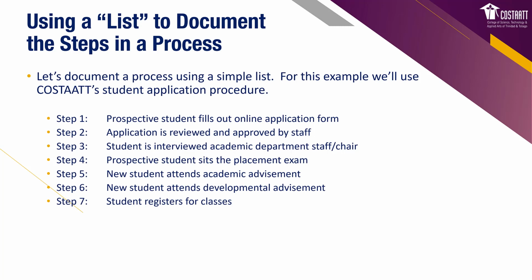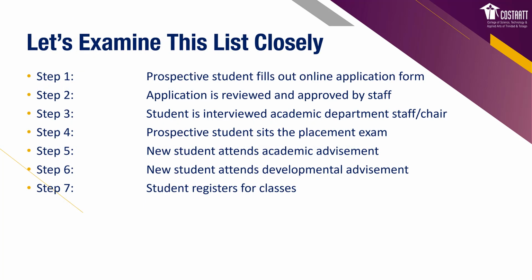So let's take a closer look at this list of steps in a process and see why a list falls short. So here we go. In a written list, as this is, one assumes that the process follows in a pretty basic sequential order. That is, step 1 leads to step 2, step 2 leads to step 3, step 3 leads to step 4, step 4 leads to 5, 5 to 6, and 6 to 7. That's what that list communicates.